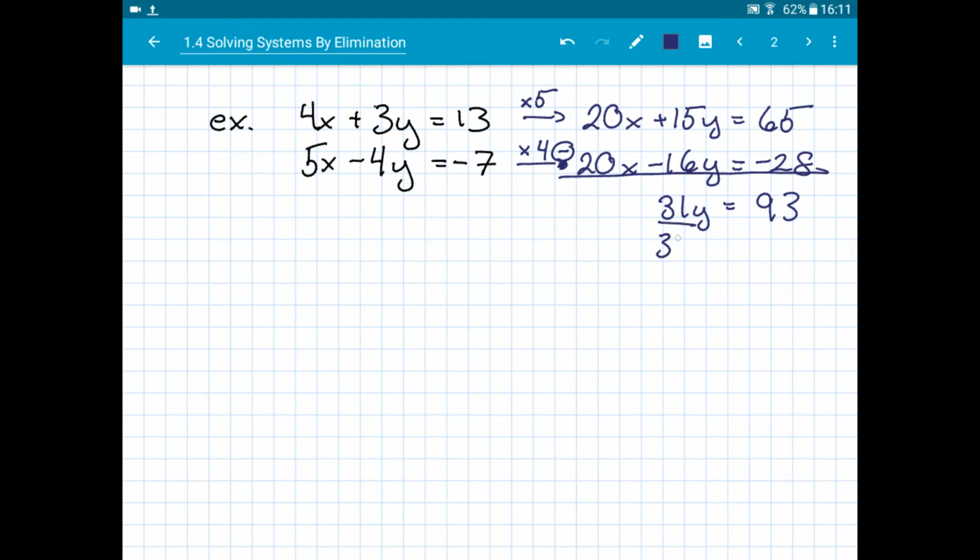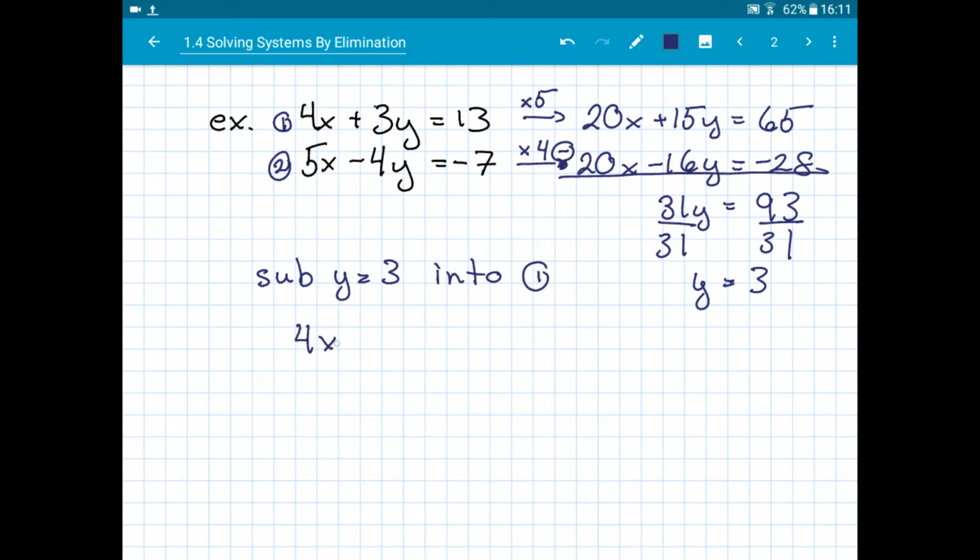Now when I divide both sides by 31, y is just going to be equal to 3. And now, once again, this is like my third equation, so I can use that now. So I'm going to sub y equals 3 into any of the other two. Okay? So I should label this 1 and 2 now so I don't mess up which one I'm talking about here. And I'm just going to use 1 because those are all positives, and that's kind of nice.